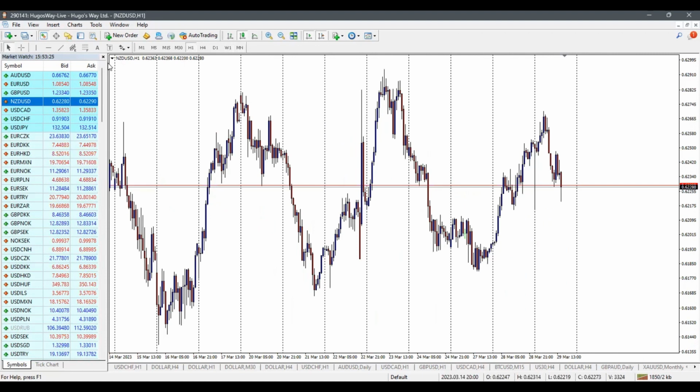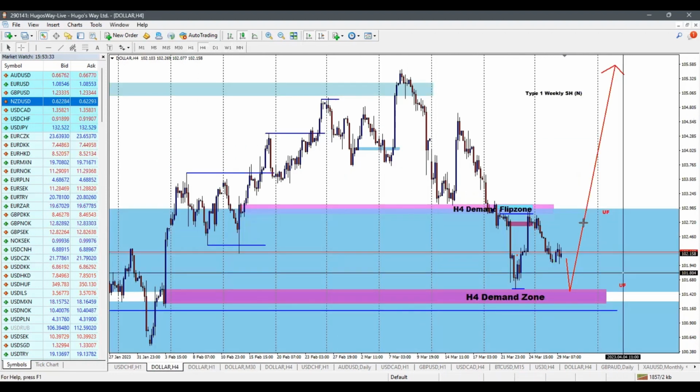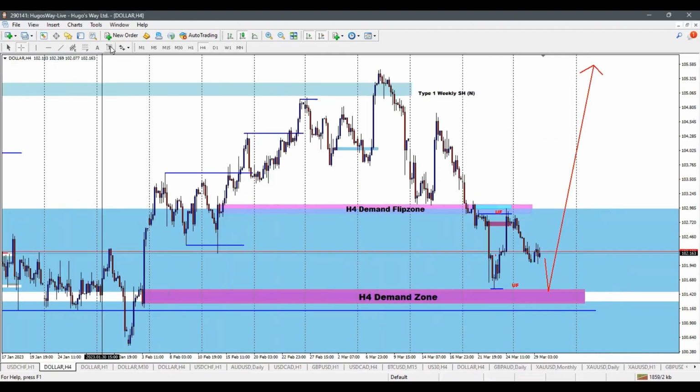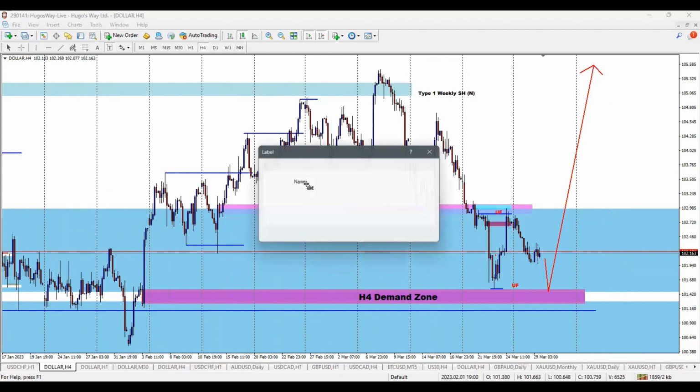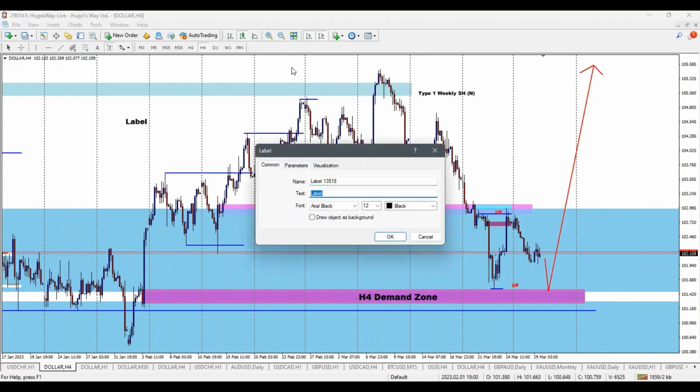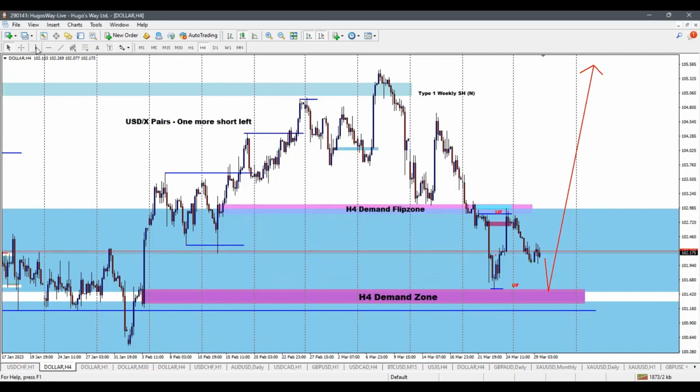So for me, I would say to you guys that looking at major pairs right now, for USDX pairs, maybe I can write this somewhere for you guys. Let me just write it here, so you can keep some notes. So for USDX pairs, we still have one more short left, okay? And the one more short is in tandem with the moment that price takes this low.